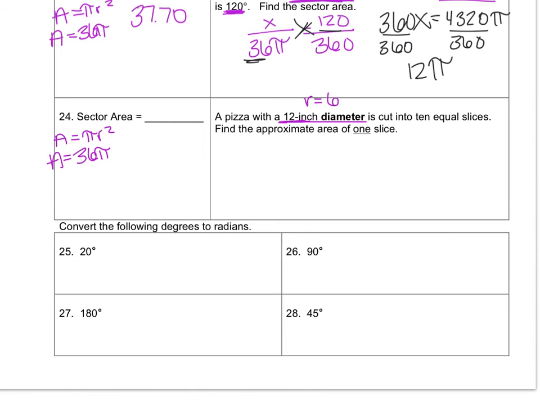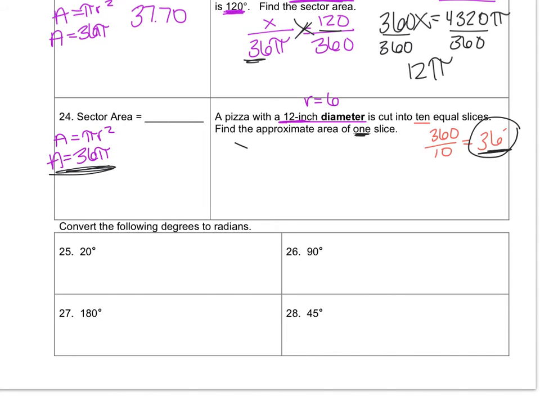It says cut into 10 equal slices. So if you're cutting it into 10 equal slices, it's a circle. A circle has 360 degrees. Well, if you want to split up 360 degrees evenly between 10 slices, divide it by 10. So that's telling you that each slice is going to be 36 degrees. So this is the number of degrees that we're working with for one slice, because remember, it's asking only for one slice. So we're using our area and 36 degrees for that proportion.